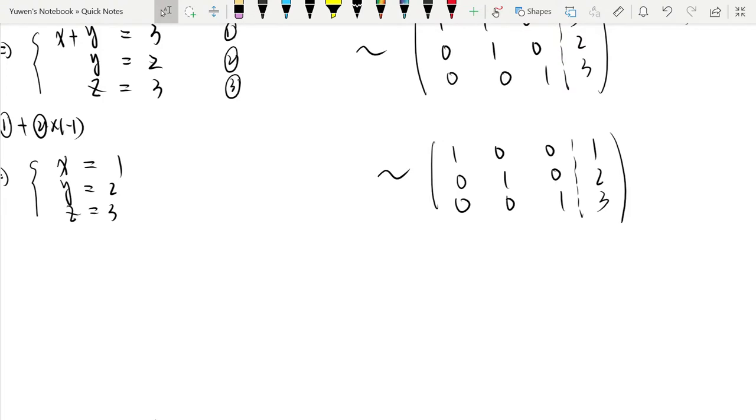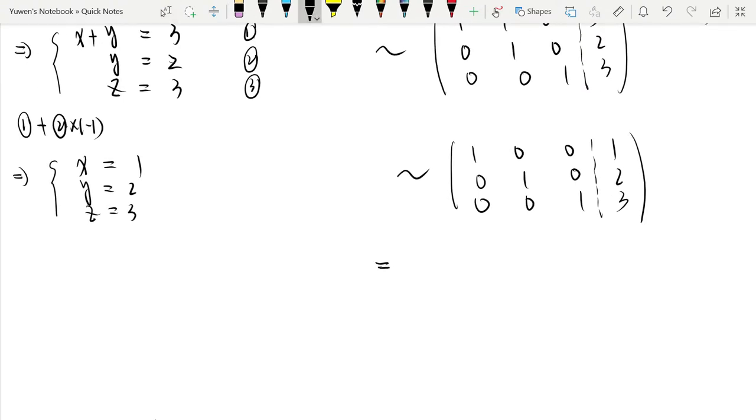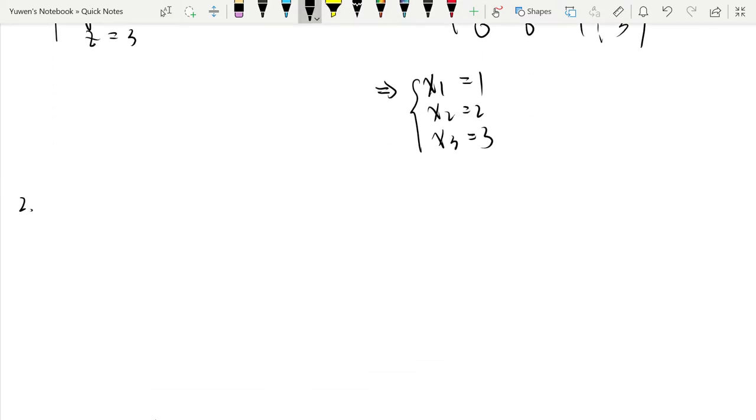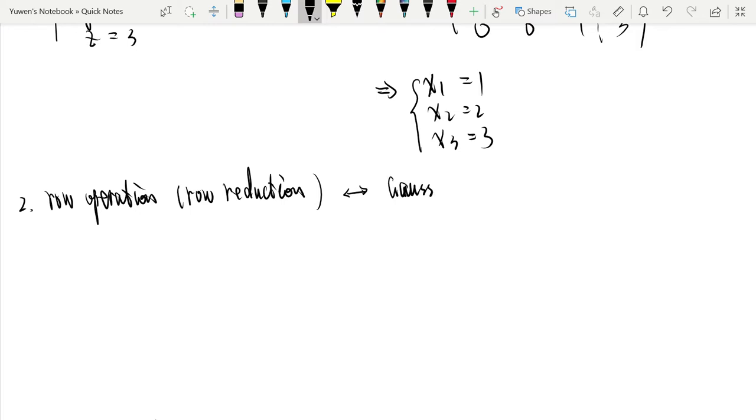Then this augmented matrix corresponds to the linear system x1 equals 1, x2 equals 2, and x3 equals 3. So the Gauss elimination corresponds to the operation for the matrix. We call this operation row operation, or row reduction. Row operation and row reduction correspond to the linear system's Gauss elimination.